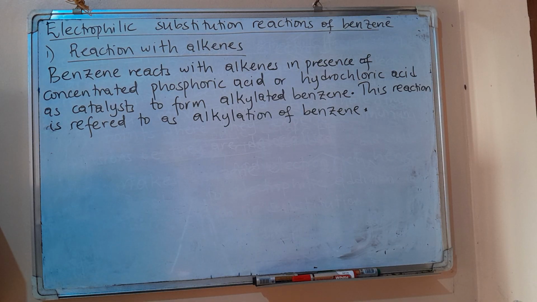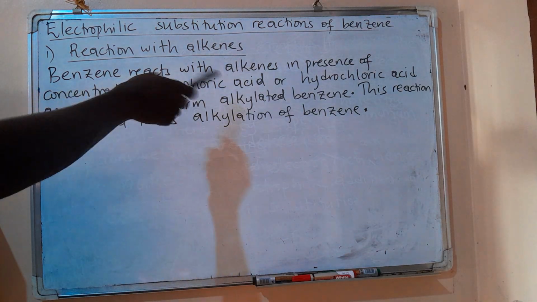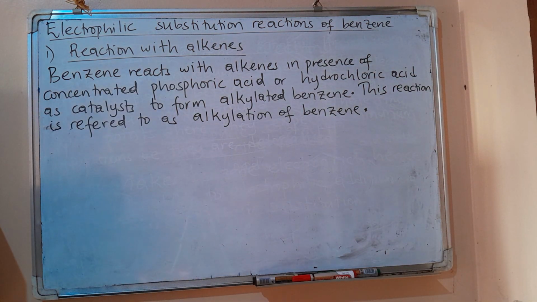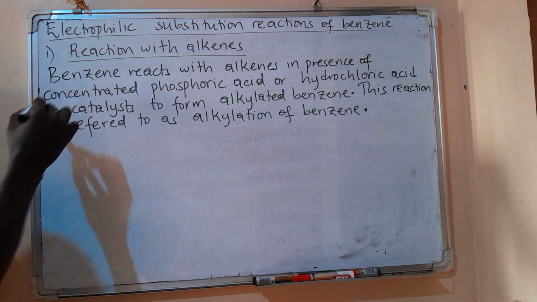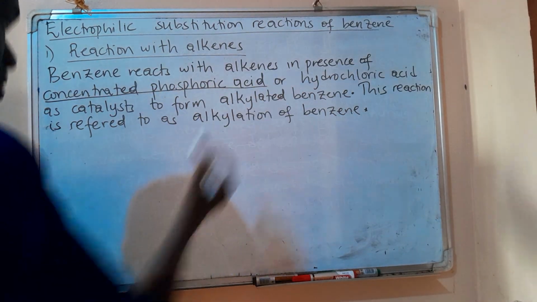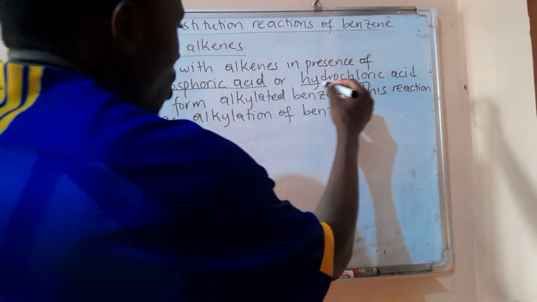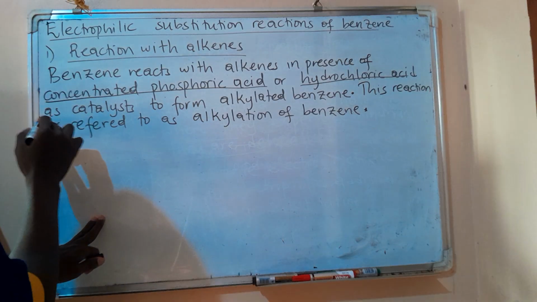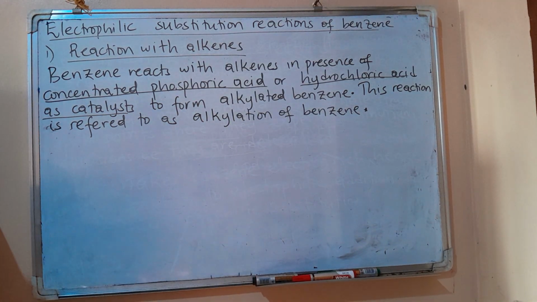Now we explore them in detail. The first reaction is the reaction of benzene with alkenes. Benzene reacts with alkenes in the presence of concentrated phosphoric acid or hydrochloric acid as catalysts to form alkylated benzene. This reaction can as well be referred to as alkylation of benzene.